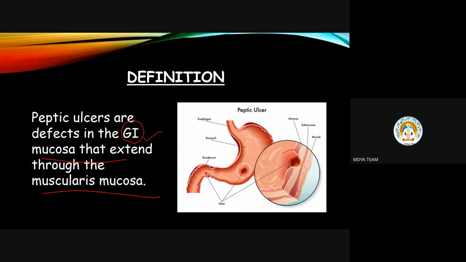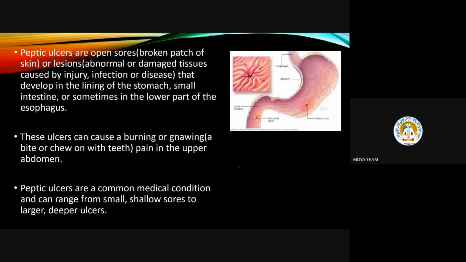Like this, you can see a diagrammatic view of peptic ulcers, where a lesion is happening. Peptic ulcers are open sores. What is a sore? A sore is a broken patch of the skin. And mucosa is not a fat deposit. I am telling about the mucosal layer. Mucus is a jelly-like substance, but the mucosal layer is everywhere in our body. The innermost layer of any organ is called the mucosal layer, also called the mucosal membrane.